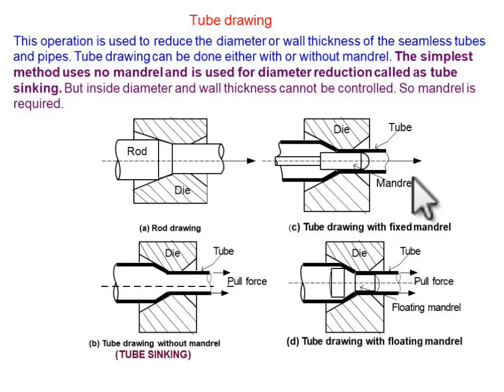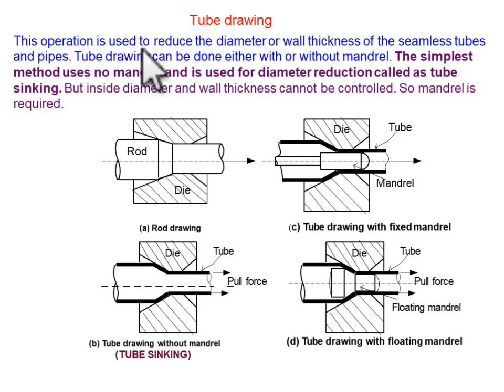We use two different kinds of mandrel in tube drawing. The first one is the fixed mandrel, and the second one is the floating mandrel. And we can also perform tube drawing without the help of a mandrel. If we don't use a mandrel, then we can't control the thickness of the tube. This is the only drawback of not using a mandrel in the tube drawing process.